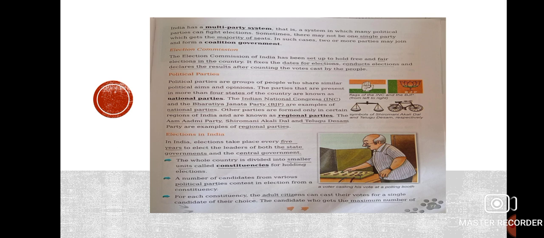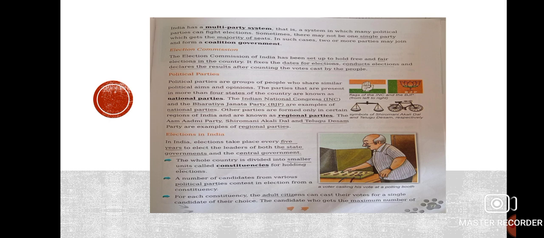Now the country is divided into smaller units called constituencies. The number of candidates from various political parties contest in election from a constituency. Means from one constituency there are many people who participate from different political parties. For each constituency, the adult citizen can cast their vote for a single candidate of their choice. The candidate who gets the maximum number of votes wins and becomes an MP or MLA.